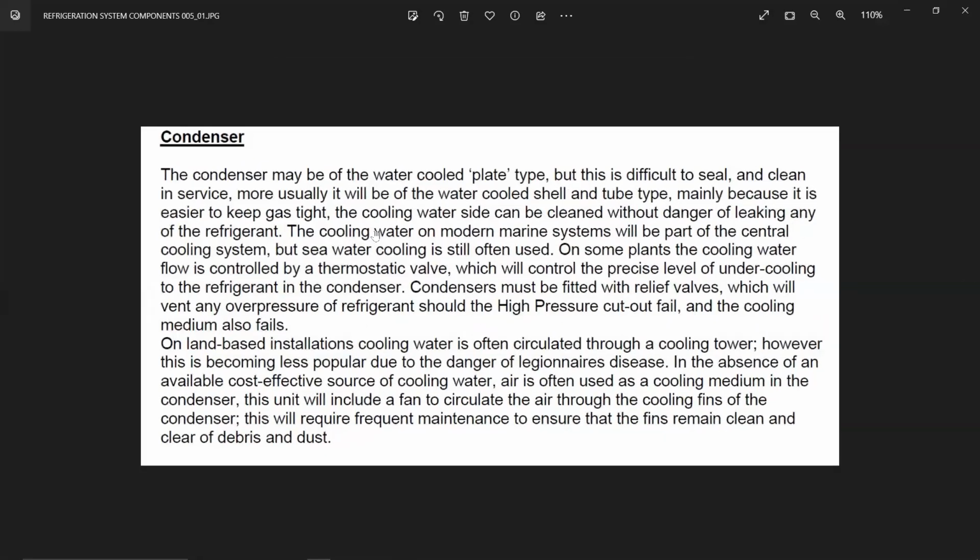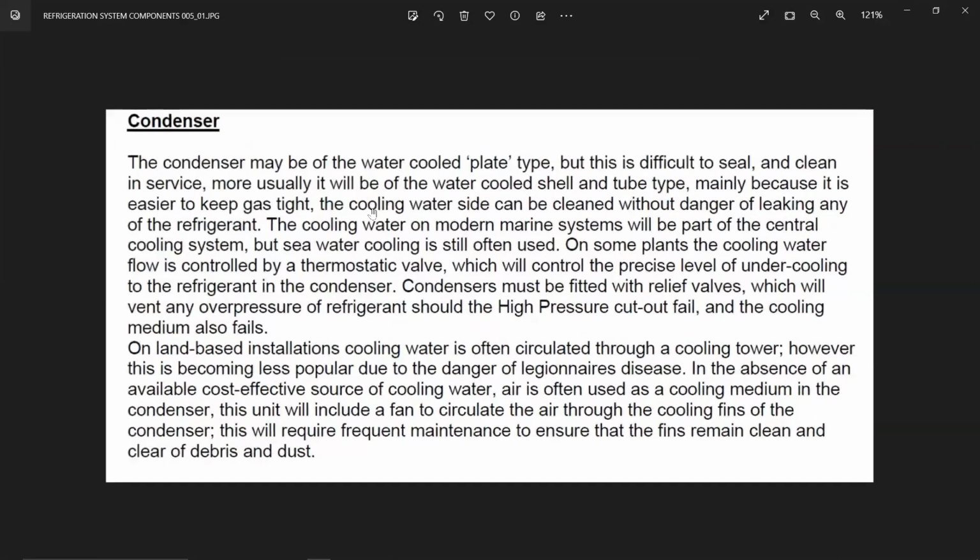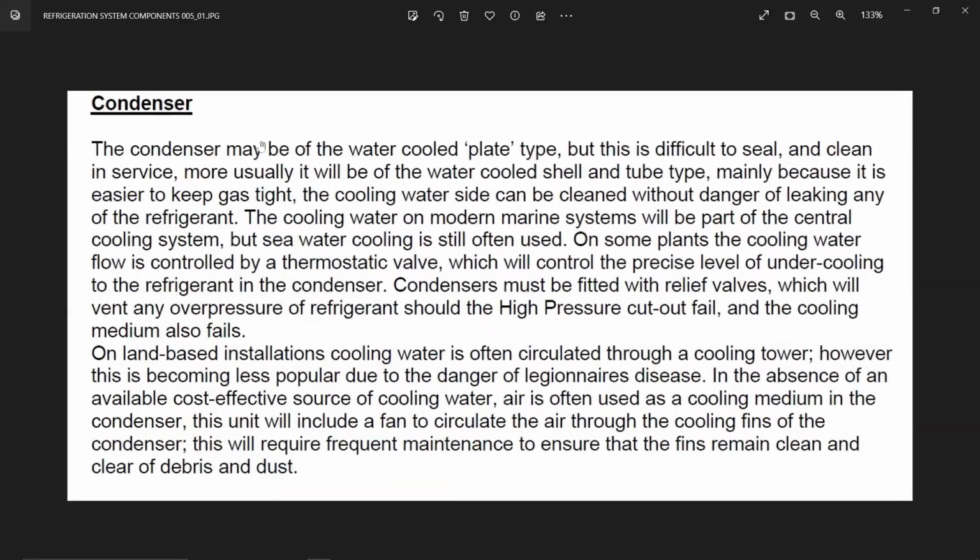Now let us look at the condenser. The condenser may be of the water-cooled plate type, but it is difficult to seal and clean and service. Most usually it will be a water-cooled shell and tube type. Generally, shell and tube type का ही condenser होता है. Okay. And mainly because it is easier to keep gas tight and the cooling water side can be cleaned without danger of leaking the refrigerant.